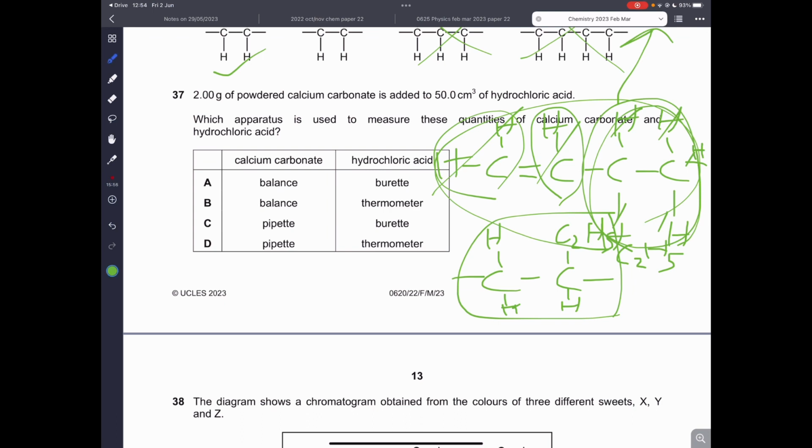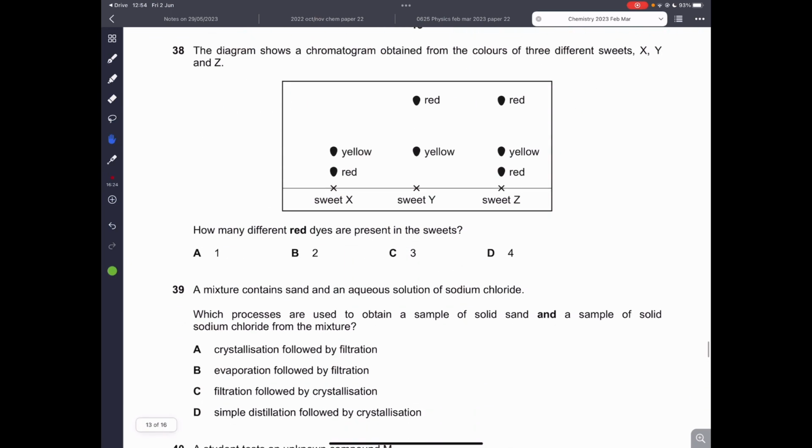Question 37. 2 grams of powdered calcium carbonate is added to 50 centimeter cubed of hydrochloric acid. Which apparatus is used to measure these quantities of calcium carbonate and hydrochloric acid? Well, for calcium carbonate, we see that they have given us the mass, and mass we have to measure with a balance. And hydrochloric acid, we have to measure with a burette. We could not possibly measure it with a thermometer, so A is the correct answer.